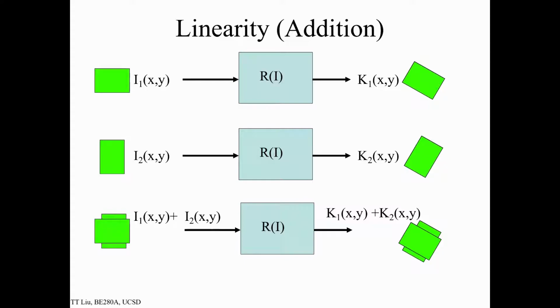The first is the additive property, and this is demonstrated with this slide here, where imagine we have some input image I sub 1 as a function of x and y. It goes into a system that takes the input image I, and let's call this function R, and it returns an output image K sub 1. Now assume we take another input I sub 2, pass it through the same system, and get an output K sub 2. If the additive property is satisfied, then if I come with an input I1 plus I2, the output will be K1 plus K2.